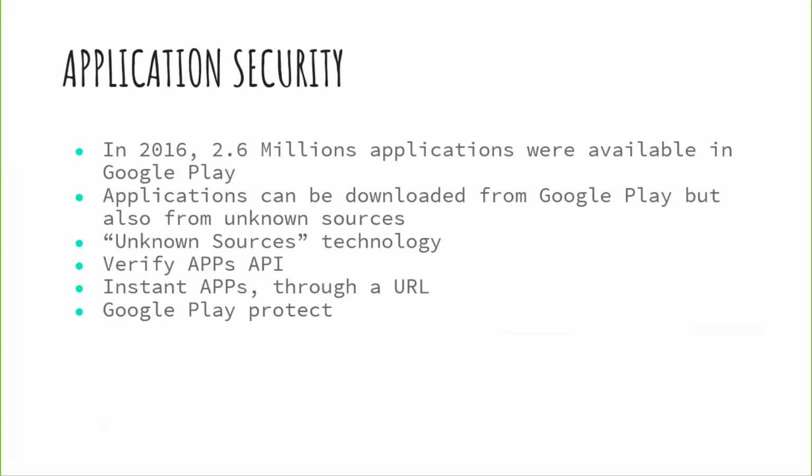Instant apps. Instant apps are a recent application model that Google is adopting. This is about apps that you can use, but they are not installed on your Android device. The way you can access them is through a URL, and it opens immediately in an Android application.